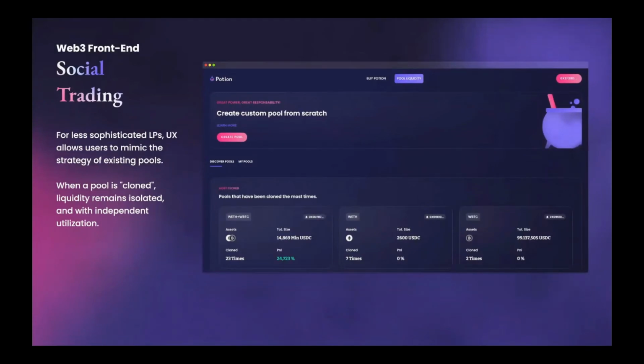So imagine you're one of those LPs discovering the most popular pool configurations out there. Hopefully you will quickly find one that suits you well. And with just a couple of clicks, you'll be able to deploy a pool on chain using exactly that configuration. And worth noting that this newly created pool will be totally independent from other pools currently using that same configuration.